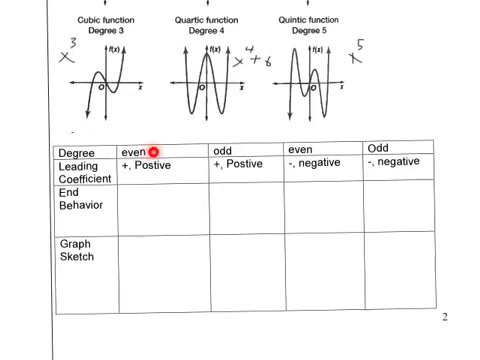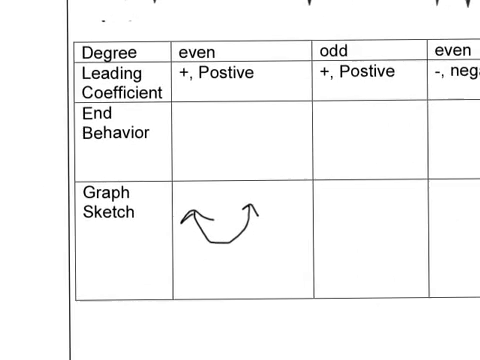So let's ask ourselves then, what would happen if it was an even function, so it should end up in the same direction, and it's positive? Well, that means it's going to do something like this. So that means its end behavior is going to be as x approaches infinity, f of x will also approach infinity. And as x approaches negative infinity, f of x will also approach, not negative infinity now, positive infinity. Just kind of look at this graph.